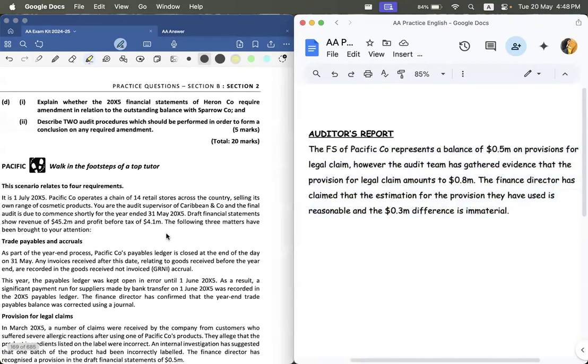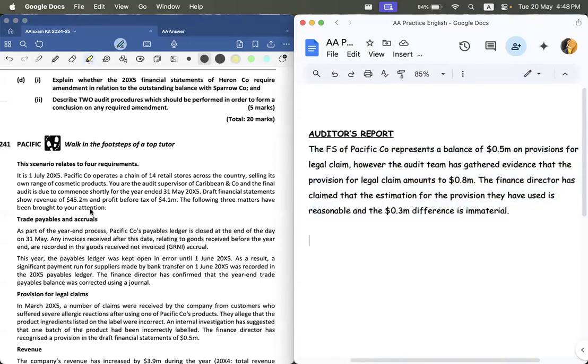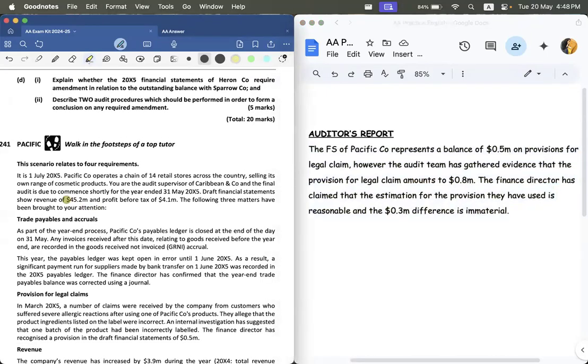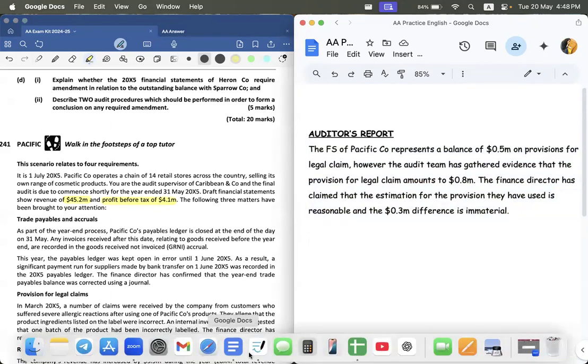Now you want to return to the first part of the question. And they have given you 45.2 million. They've also given you profit before tax. So you can choose your threshold. Okay. So I'm going to take PBT as a threshold here. Clear? Okay. So there is a difference of how much? 0.3 million, right?